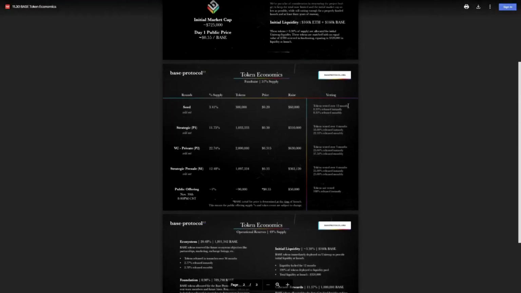These tokens are vested for 12 months, 4 months, 3 months, 4 months. So that is a lot, and I think that will help with the stability of the coin in the beginning. It's only a very limited amount that can really be dumped into the market. So in that way, I'm happy that it's this way.